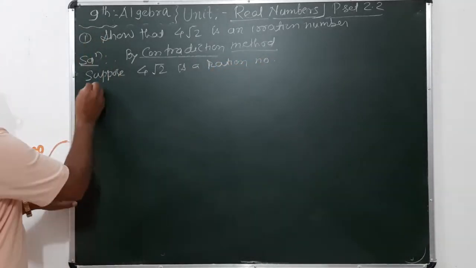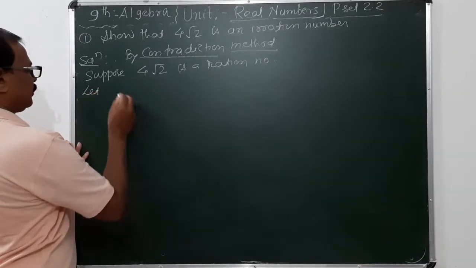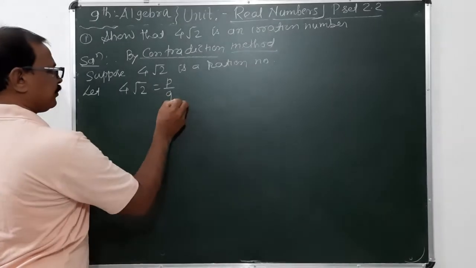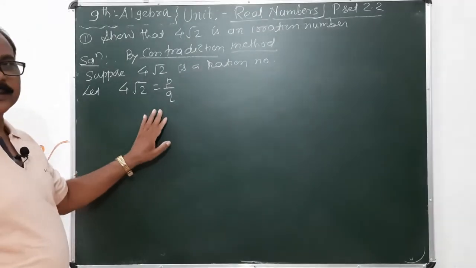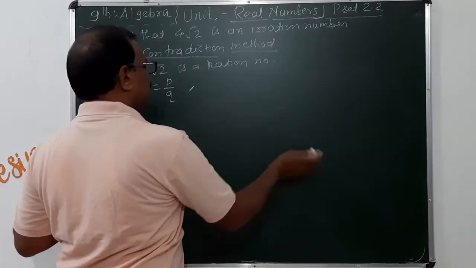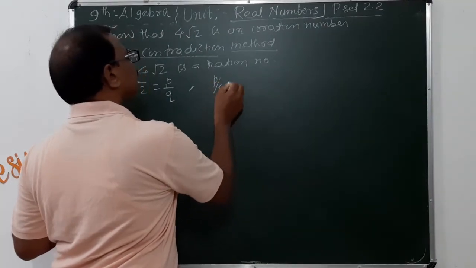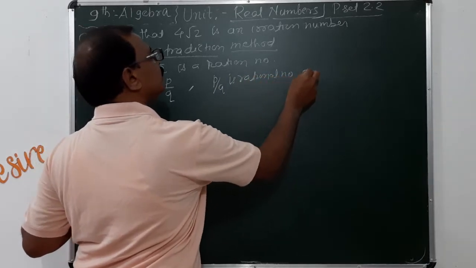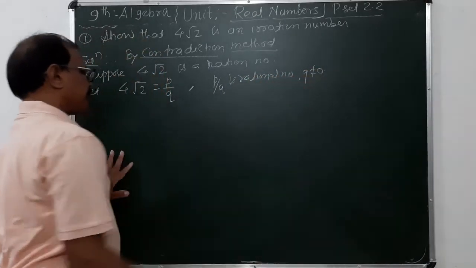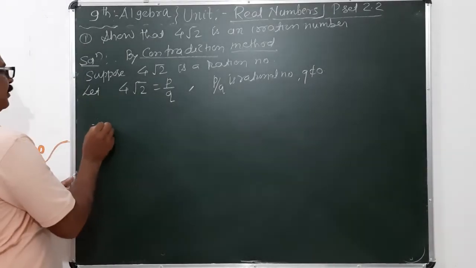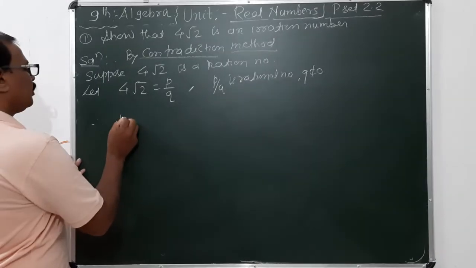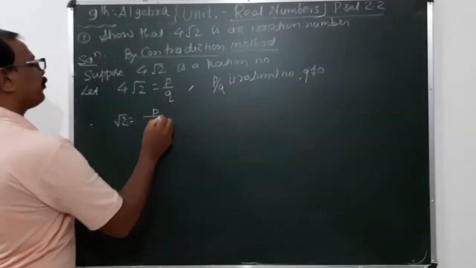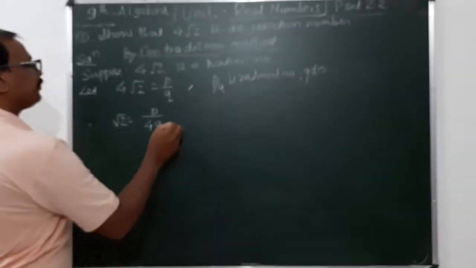Let 4 root 2 be equal to p by q, where p by q is a rational number, q is not equal to 0. Therefore, root 2 is equal to p upon 4q.